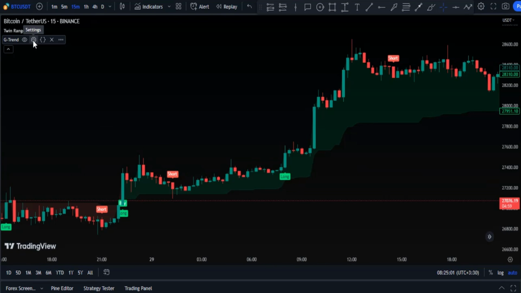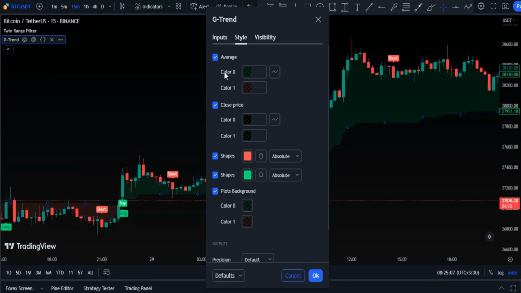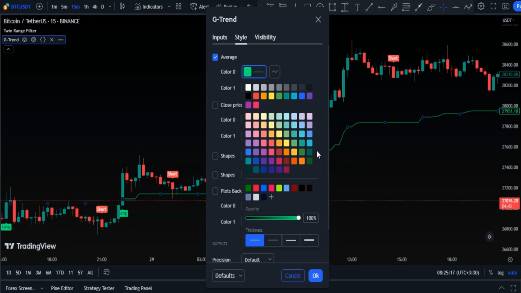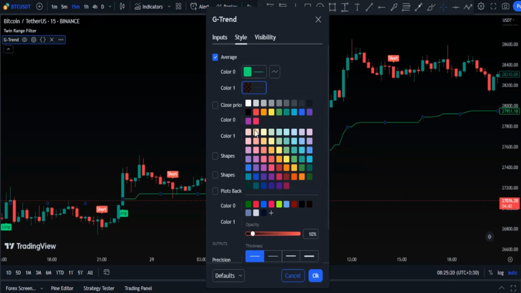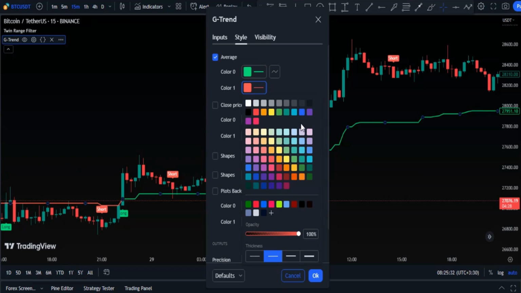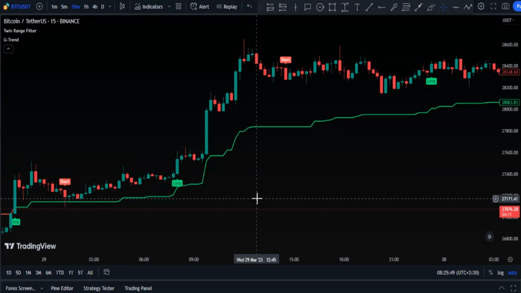To do that, we open the G-Trend settings, then we open the Style tab. In the Style tab, we'll disable all the options except the average option. Then we change the opacity of color 0 to 100%, and also we set the opacity of color 1 to 100% too. You could also increase the thickness of both color options to make it more visible. Now we can close the tab. The G-Trend indicator assists us a lot by helping us detect fake signals. This is how we use this indicator.